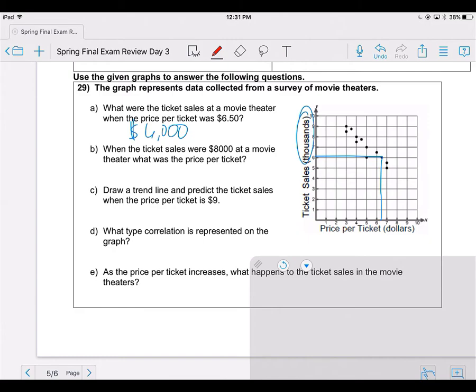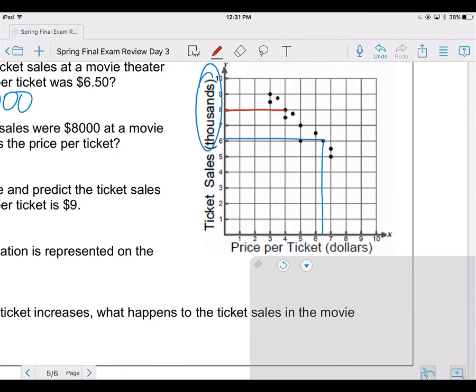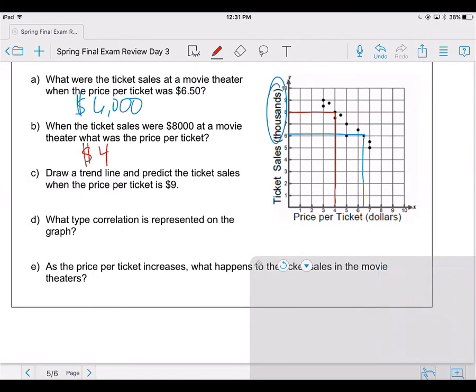When the sales were 8,000, what was the price per ticket? So 8,000, I follow along till I get a dot. That dot is at 4 per ticket. And this is just in dollars, not in thousands.